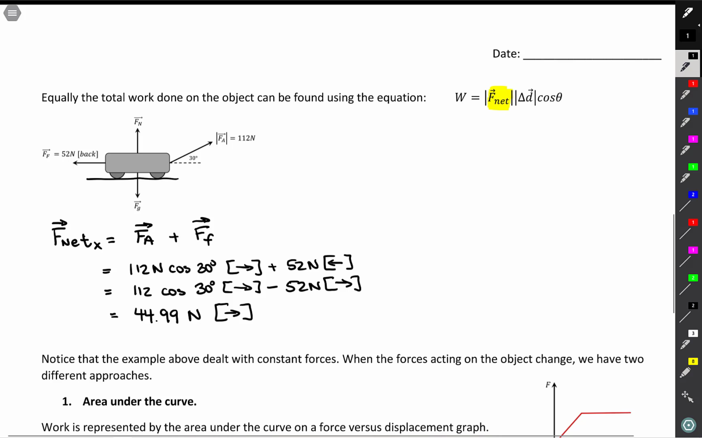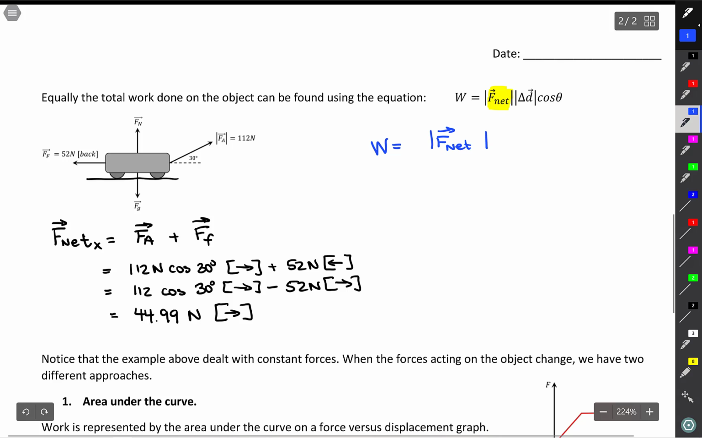Okay, so there's my net force. I can calculate the work done on the system just simply by saying, okay, work is equal to the magnitude of the net force multiplied by the displacement, cosine the angle between these two. Now, if we think about the net force, it's only acting towards the right. So my angle here, theta, is actually 0 degrees because I'm only dealing with the net force and it's going in the direction of my displacement. If we remember, our displacement was towards the right.